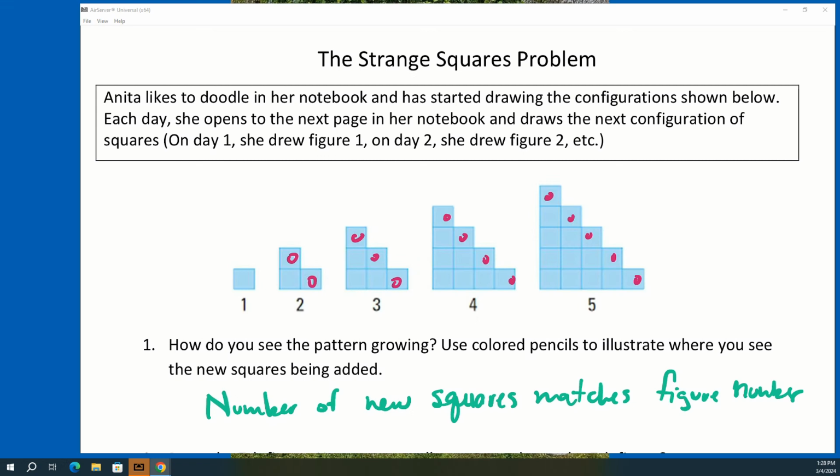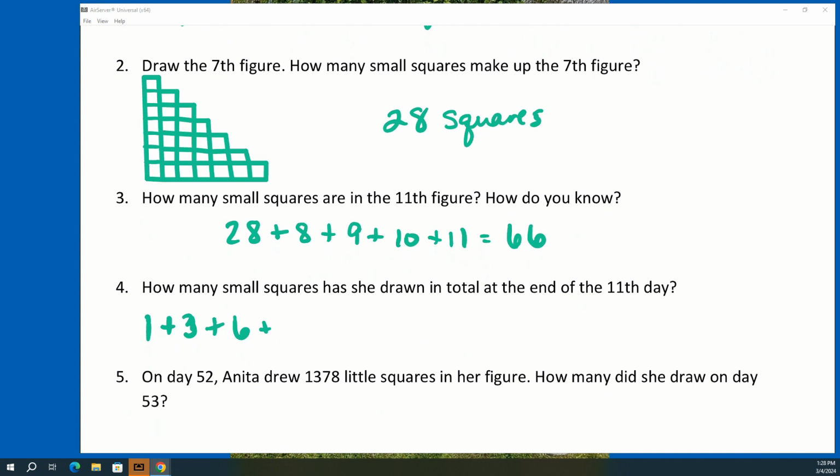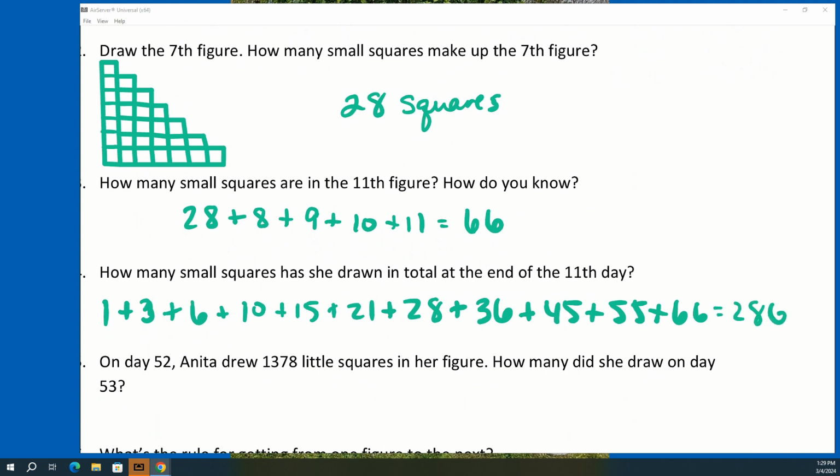Okay, so we figured out that each day you're adding whatever the figure number is. That's how many new squares you get. And so we figured it out that way. Each number, like this was the third. So to get the fourth, you add 4 to that. To get the fifth, you add 5 to that. And then 6, and then 7, and then 8, and then 9, and then 10, and then 11. And I heard a whole lot of people say they got 286, which was right.